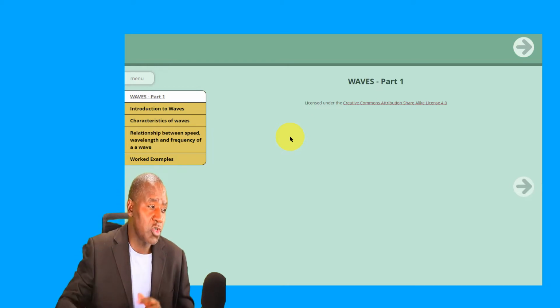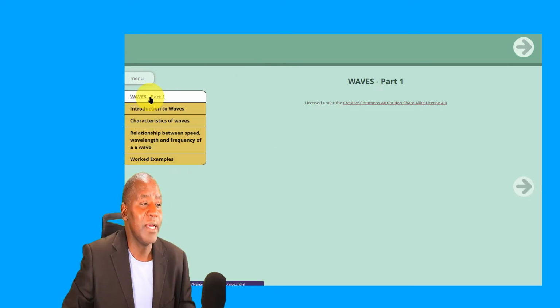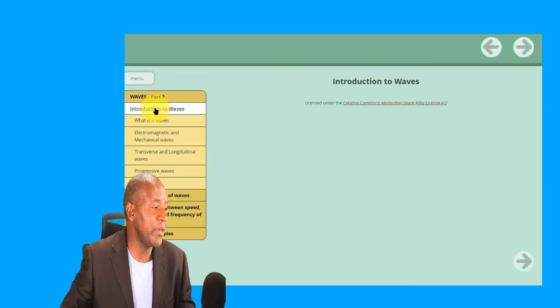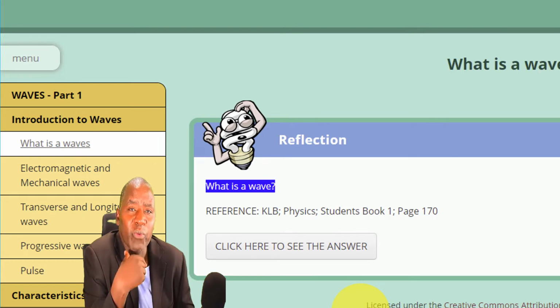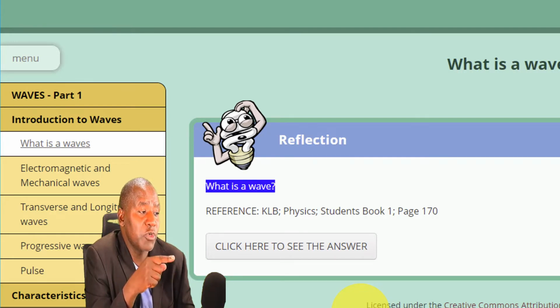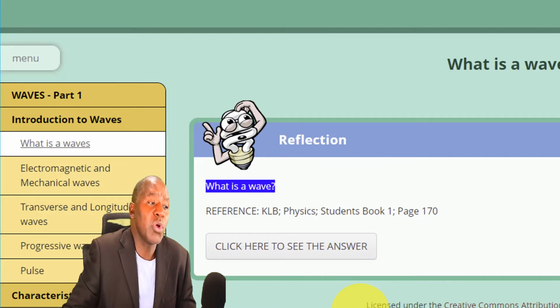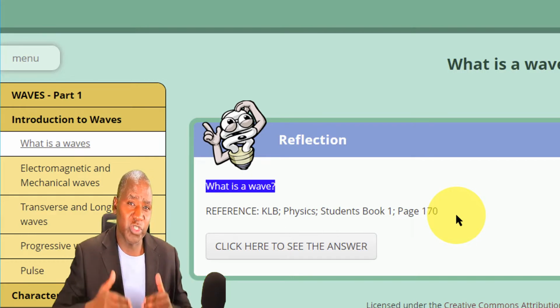So go to that. As soon as you click on it, there will be this neat navigation on the left hand side here, and all you need to do is just click on that navigation. For example, Introduction to Waves. You can see over there, and there is a question here where I'm asking you, what is a wave? And probably if you are doing this all by yourself, I've given you some references there where you can refer. You can refer to this KLB Physics Students Book 1, page 170. If you read there, you will get more information that helps you to answer these questions.